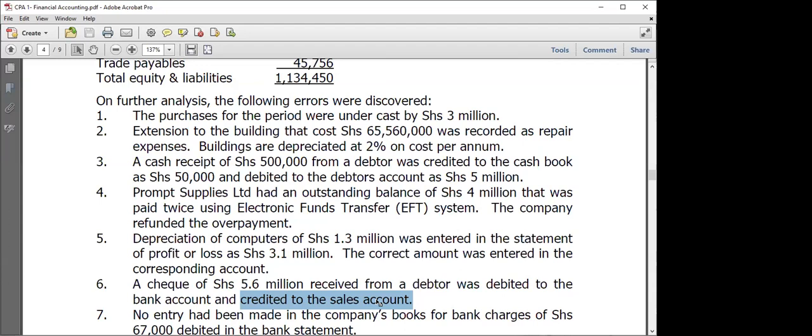So in correcting this error, we are going to remove this amount that was credited to the sales account by debiting it. We shall debit our sales account to remove this 5.6 that was credited on it, because it's not supposed to be there. And then we shall credit our debtor's account, because it is the debtor who is paying. So when the debtor pays us, we make an adjustment in the debtor's account.